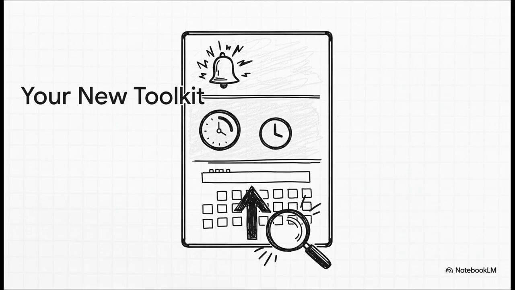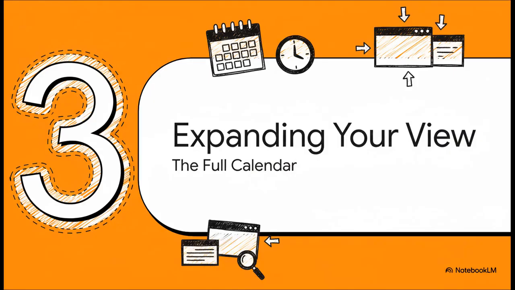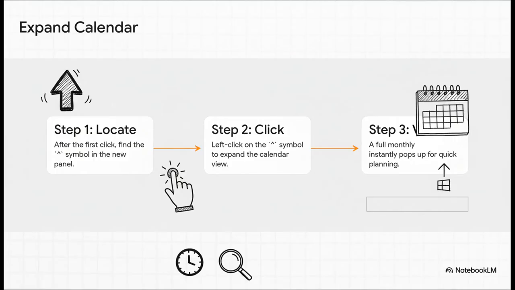But hold on. See that little arrow? That's where the real magic happens. And now, for the final reveal. That tiny little icon is the key to expanding your entire view, giving you the full picture for some quick planning, all without ever having to open a separate app. So inside that panel, just find that little upward pointing symbol. It's called a caret, and give it a click.